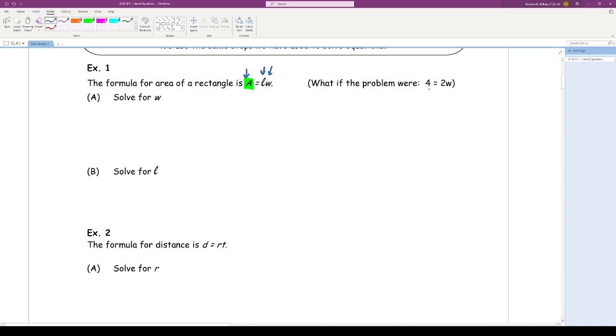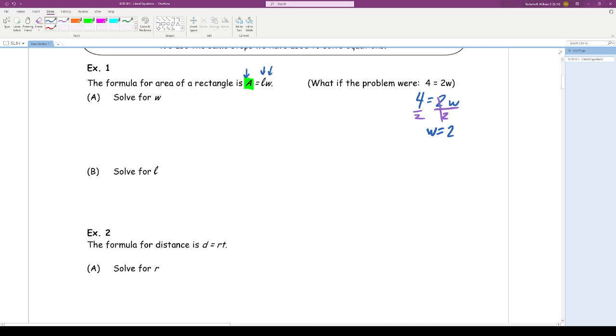It says, what if the problem were 4 equals 2 times W? So in that case, our area is 4, and our length is 2, and we're trying to find the width. We know how to solve that pretty easily. We just need to get the W by itself, isolate this variable. So we're going to do that by dividing both sides by 2 to cancel our 2, and we get W equals 2. So pretty straightforward when there's numbers in there.